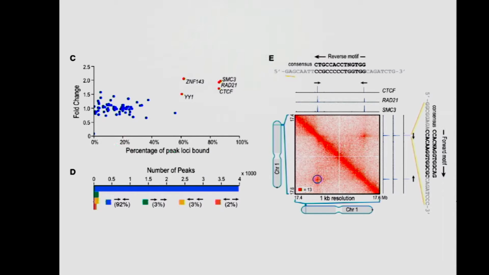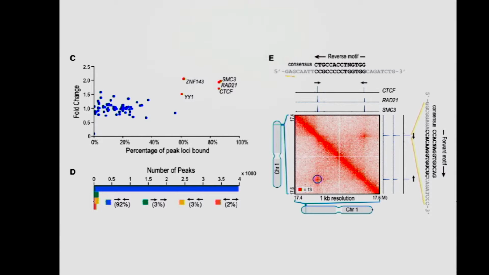So if you're looking at percentage of peak loci bound, I don't actually remember what this fold change is about, but this direction is kind of important. You'll see there's certain transcription factors. So these are all transcription factors. And out here we have a few favorites. We have CTCF, we have RAD21-SMC3 cohesin components, we have YY1. And so they're highly, highly enriched for these various factors.